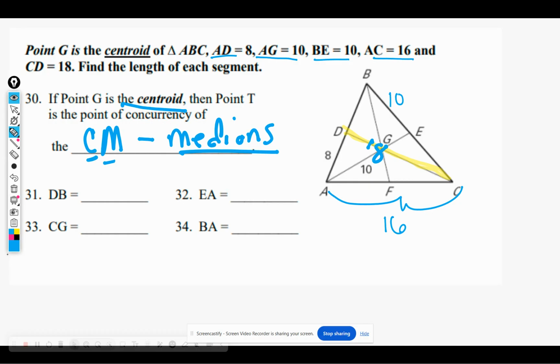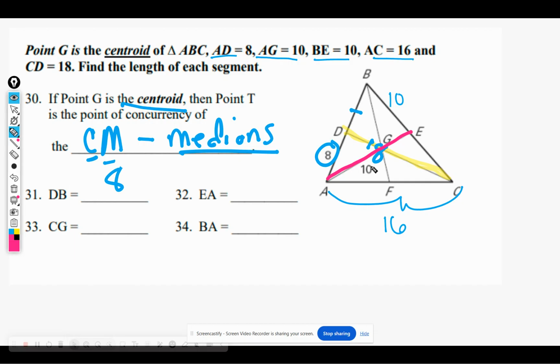All right. So we want to find DB. We can find DB because we know that AD is equal to 8. So again, this is congruent to that. So DB is also going to equal 8. All right. And then we want to find EA. EA is going to be this long line all the way down here.